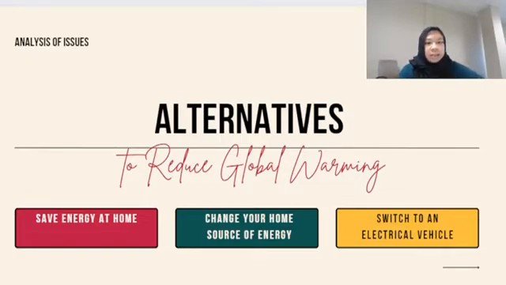Second is change your home's source of energy. Ask your utility organization if your home electricity comes from oil, coal, or gas. If possible, see if you may transfer to renewable sources such as wind or sun, or set up solar panels on your roof to generate electricity for your own home.